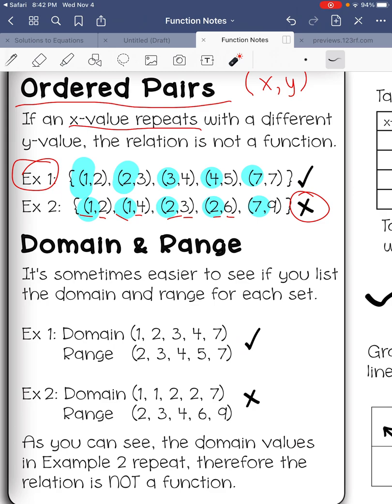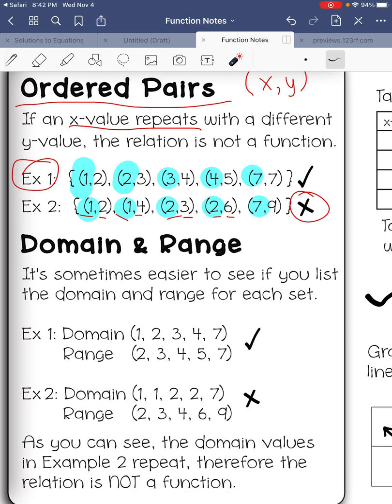In my next one, example 2, we did the same thing. I took the 1, 1, 2, 2, 7 and put those together here. And then my Y values were 2, 4, 3, 6, 9. I put those together here. And if we notice, I have 2 number 1s and 2 number 2s. So I have repeating domains, or repeating inputs, so it can't be a function.